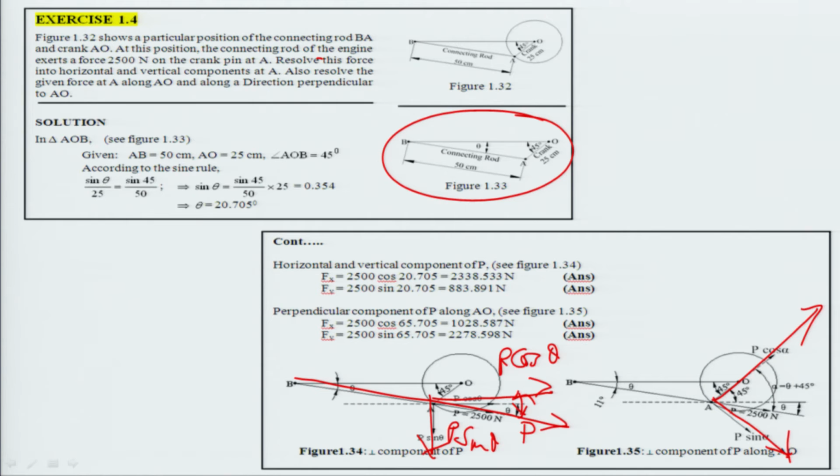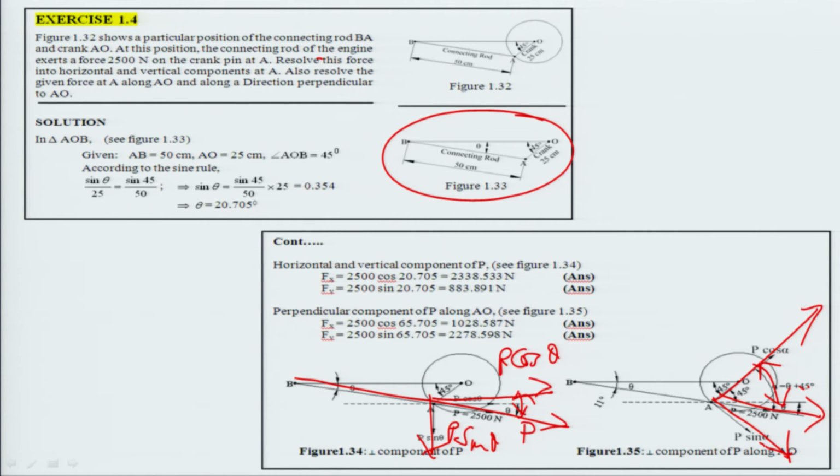Perpendicular to this can be AO. So, force P is here. We find out the value of this angle. The value of this angle will be theta plus 45. So, this component is P times cos(theta plus 45), and this will be P sin(theta plus 45).